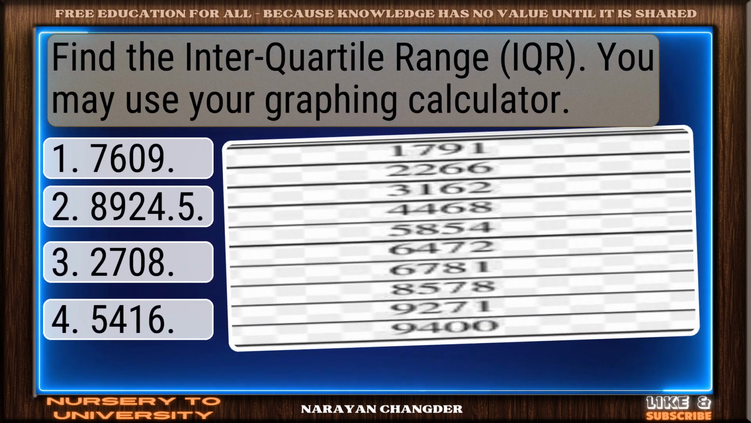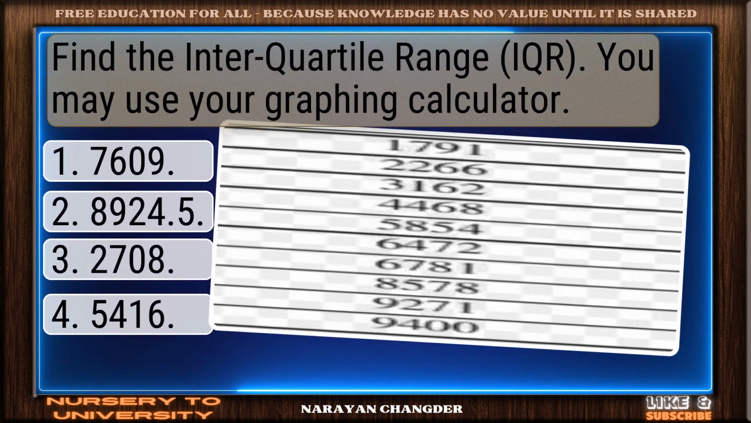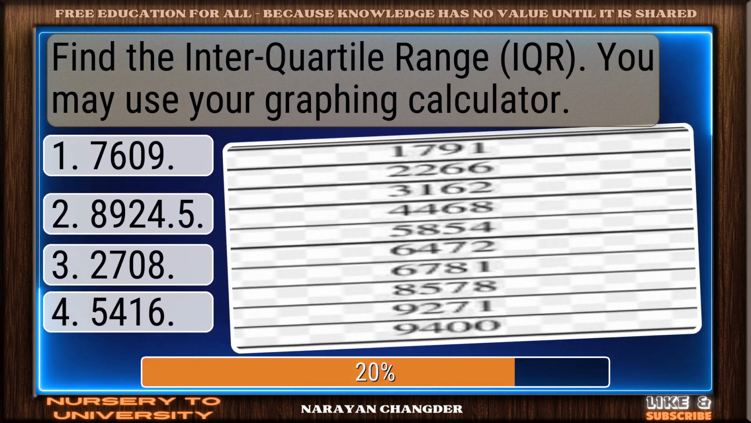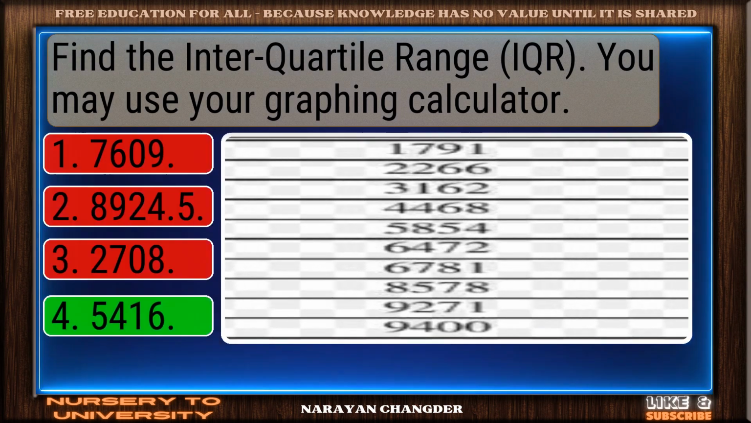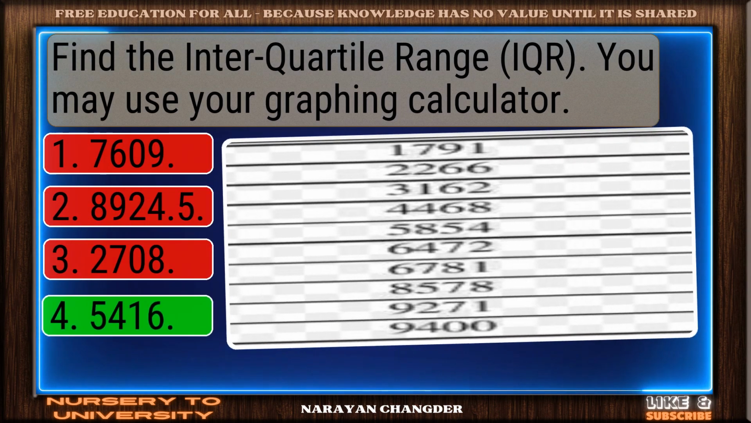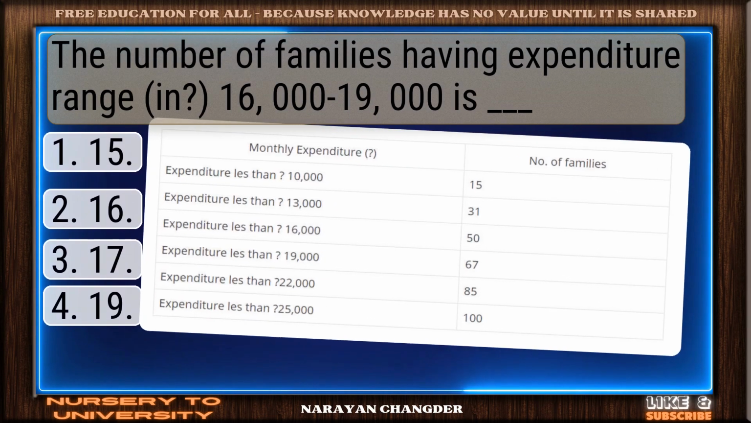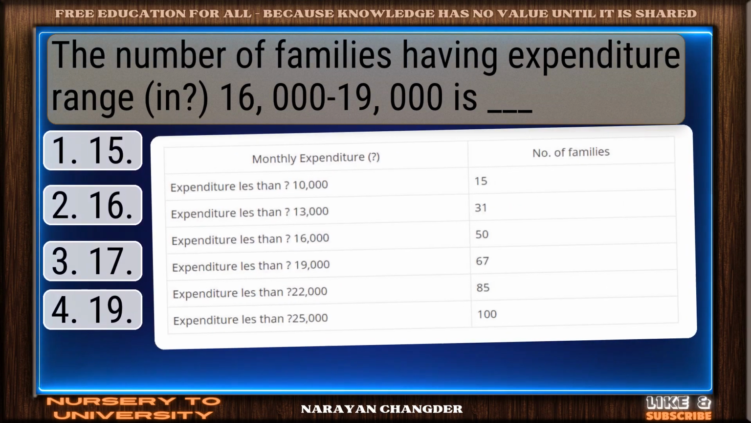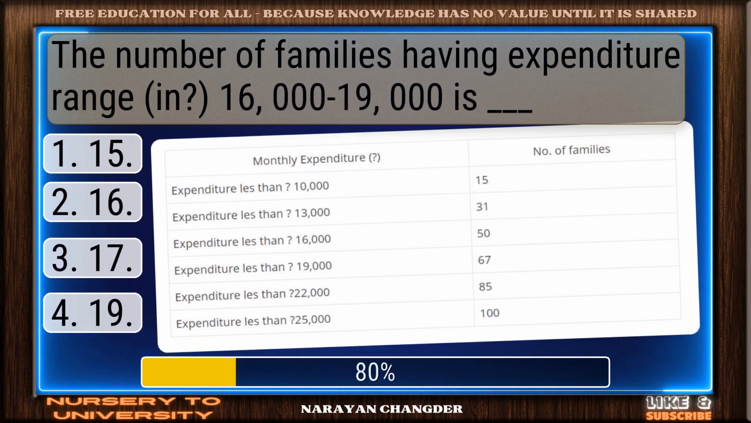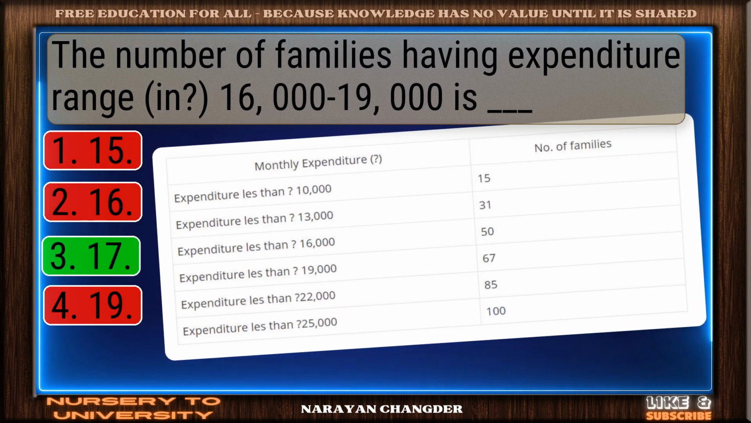Find the interquartile range. You may use your graphing calculator. Right again. 5, 4, 16 is valid. The number of families having expenditure range 16,000 to 19,000 is dash. On track, 17 is correct.